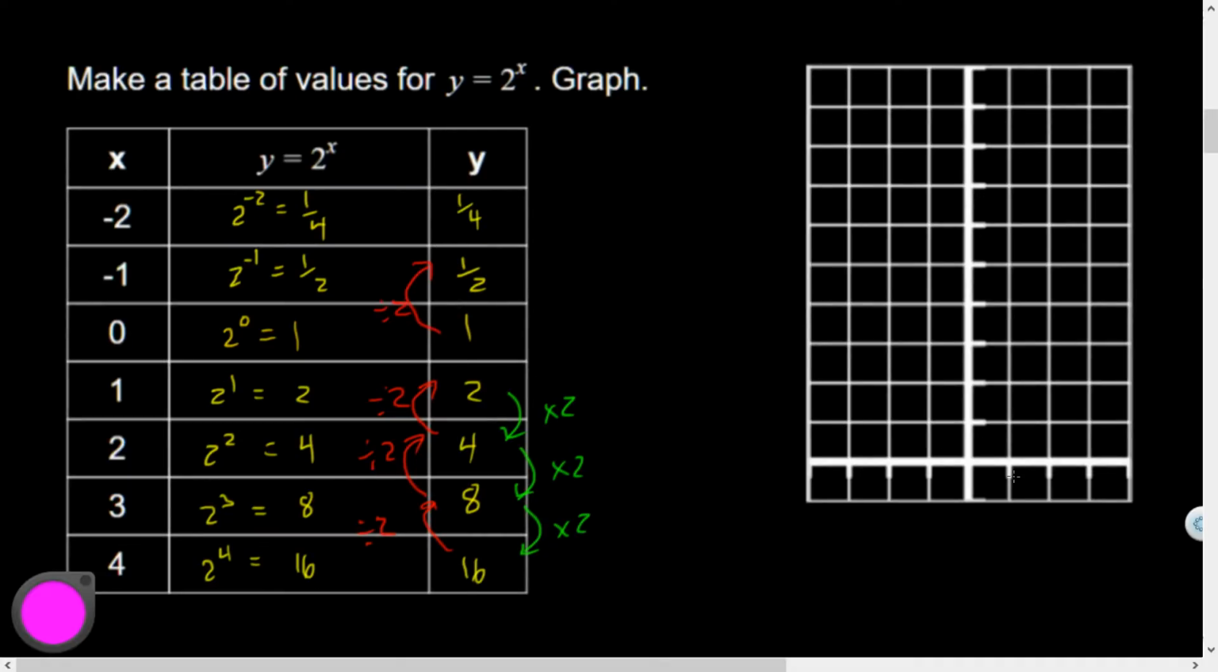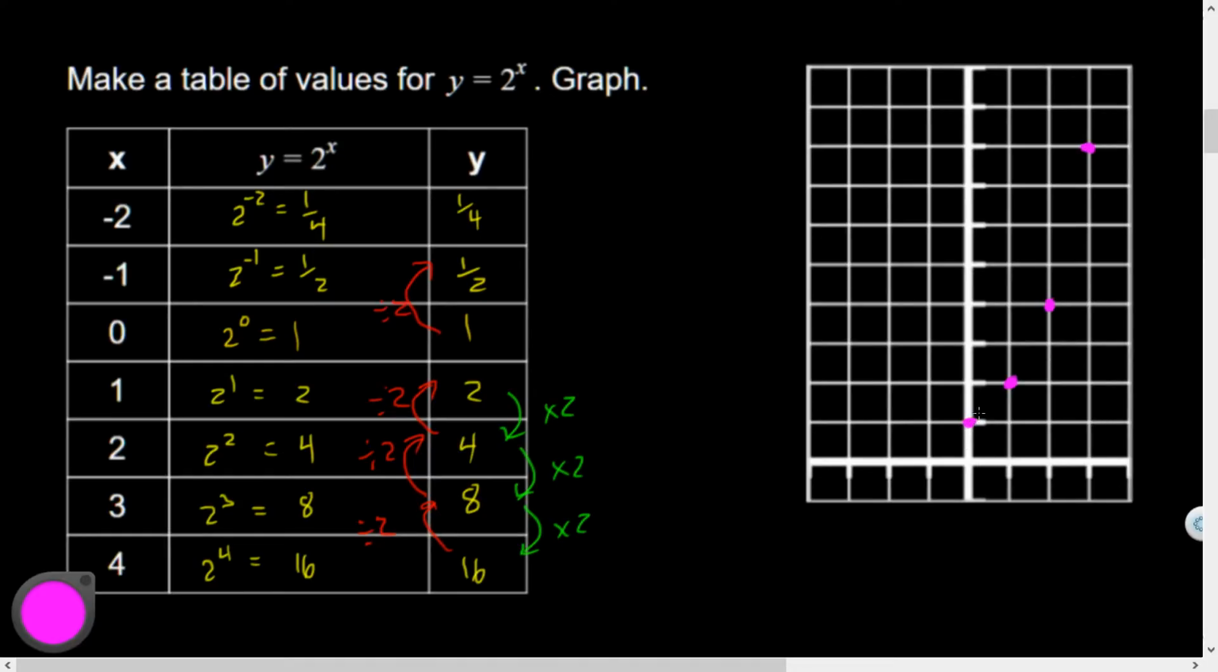Let's plot some of these points on my graph. When I plug in 0, I get 1. I plug in 1, I get 2, so 1 comma 2. When I plugged in 2, I got 4. When I plugged in 3, what did I get? 8. We don't have a lot of time, so we'll spend probably 2 more days on this.